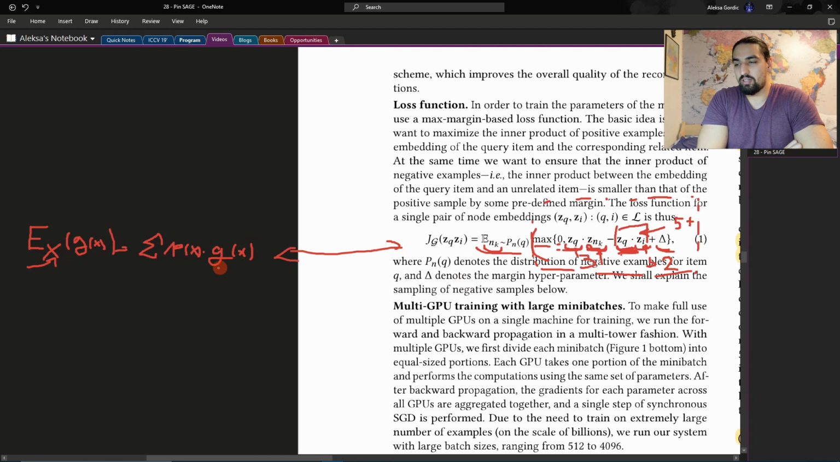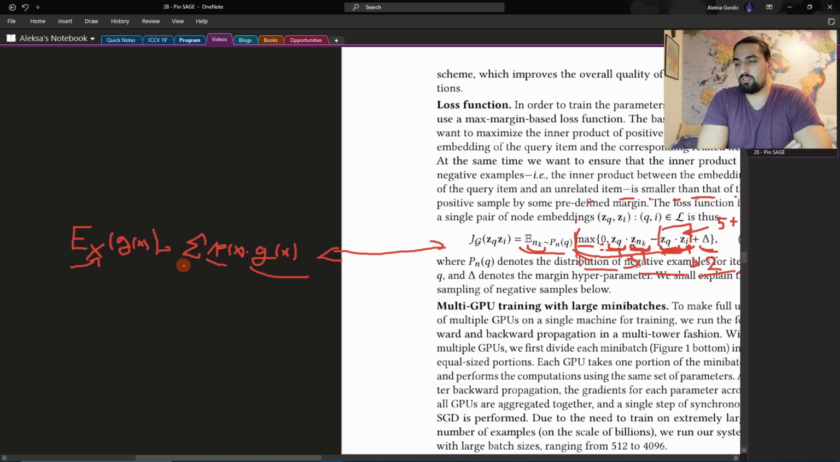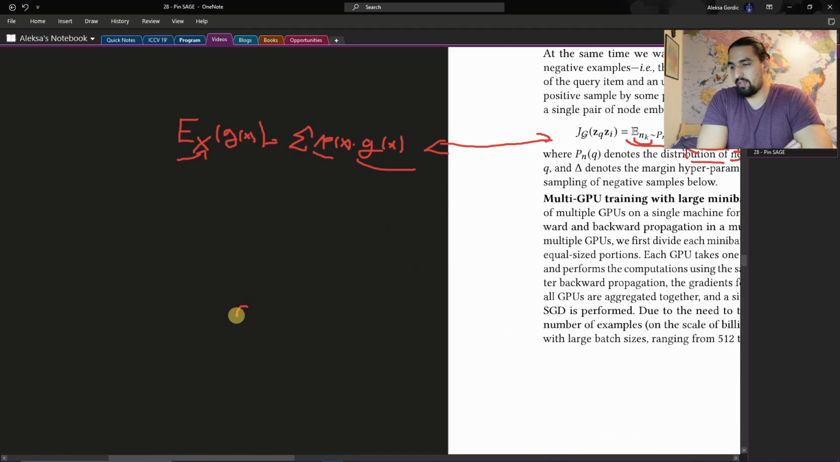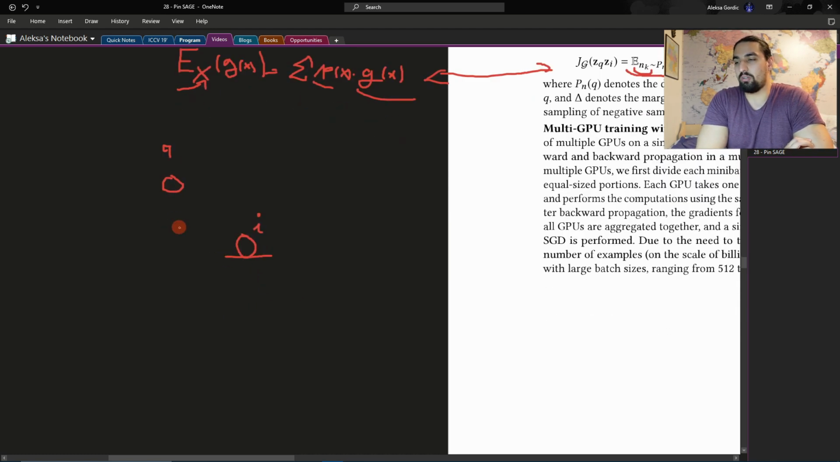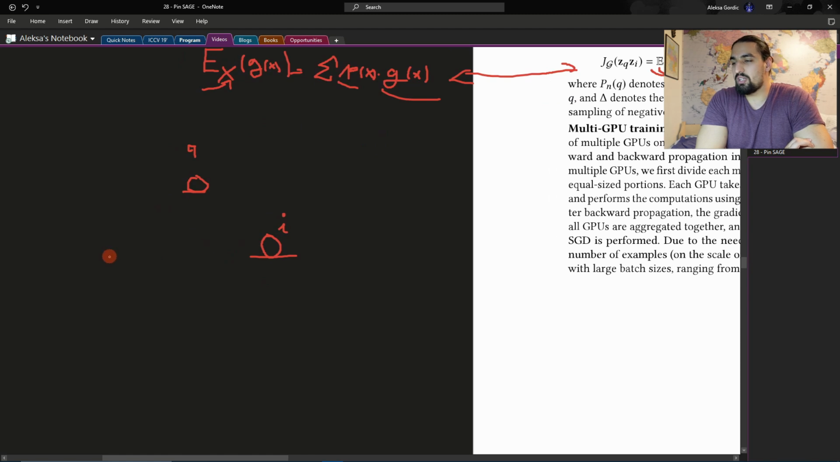So g of x is basically this part, this max part, and let's see where the p part comes from. If we have a graph and a couple of nodes, and maybe this is the query node and this is the related node, that's ground truth because of the engagement and the way Pinterest collects these. So we know this is the related one, and we know this is the query pin. So now let's say there are a couple there. Every other pin, every other node in the graph, is a potential negative sample, assuming that this is the only related pin to the query pin.